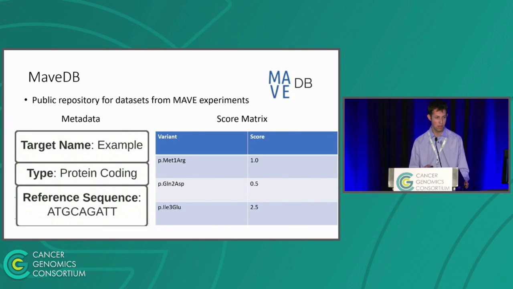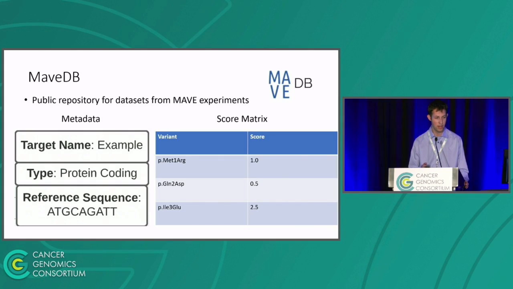In recent years, as more MAVE data has been gathered, MAVEDB has emerged as a public repository for datasets from MAVE experiments. I have here a toy example of a MAVE score set that you would see in MAVEDB. There's a metadata field that includes a target name, such as a gene symbol, and a type, such as protein coding. It could be for a regulatory element or for other non-coding if that's not available. And then we include a reference sequence that describes variants that occur in that sequence.